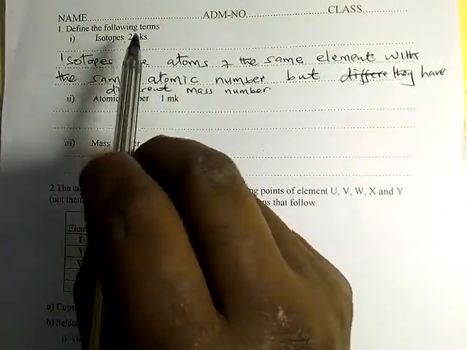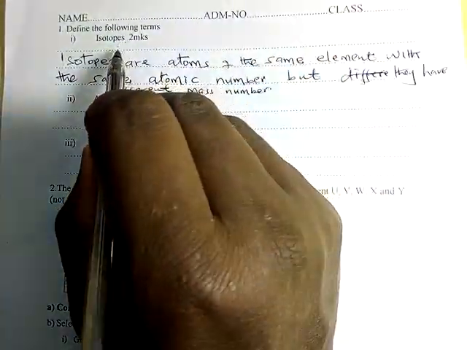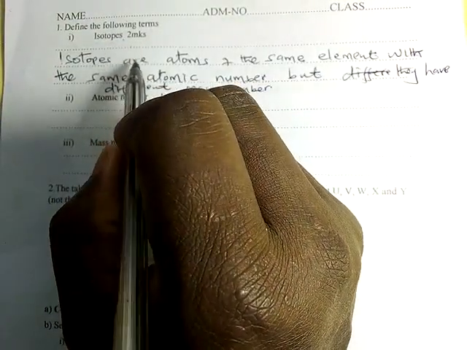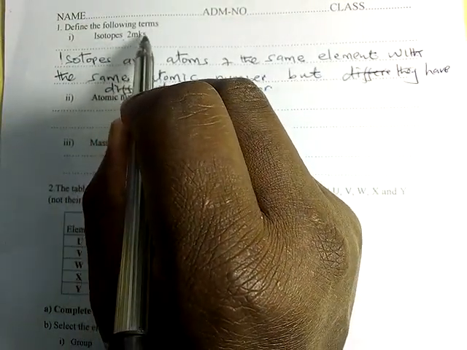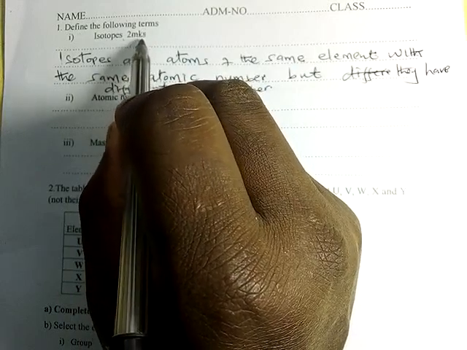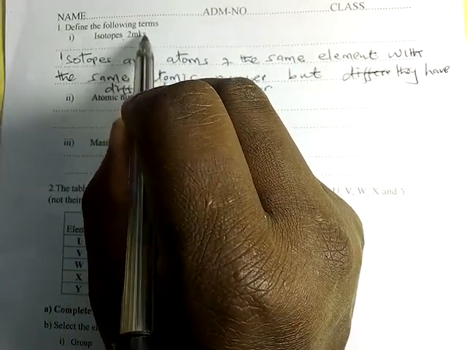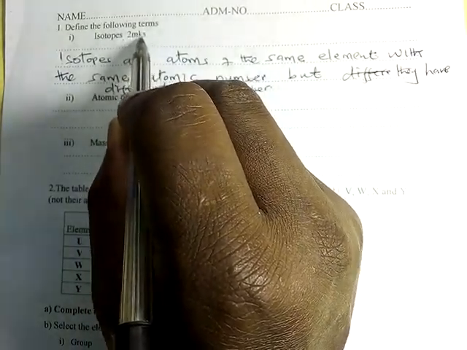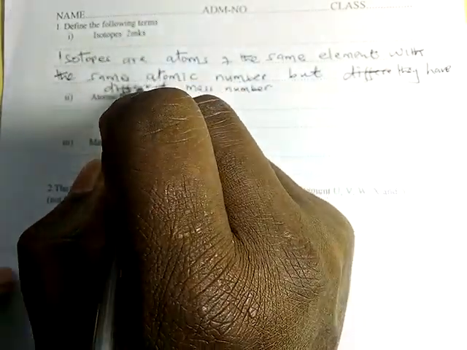So isotopes, they have the same atomic number, but they have a different number of neutrons. So when they have a different number of neutrons, it means that they are going to have different mass number, and therefore they are called isotopes.